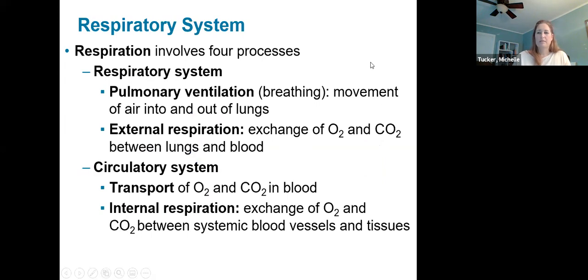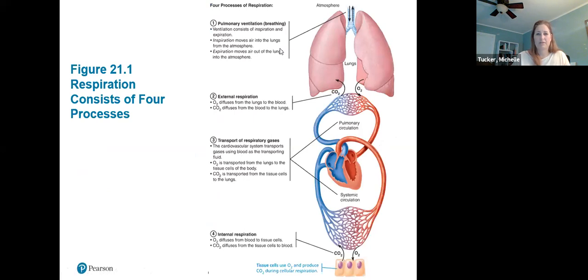So the respiratory system involves 4 processes. This is a good diagram of those 4 processes. The first is pulmonary ventilation. And ventilation is going to consist of 2 phases: inspiration, moving air into the lungs, and expiration, moving air out of the lungs. And we'll go into both of those in much greater detail next week. Then we have external respiration, which is the exchange of gases at the level of the lungs. Oxygen goes into the blood, carbon dioxide goes from the blood to the lungs.